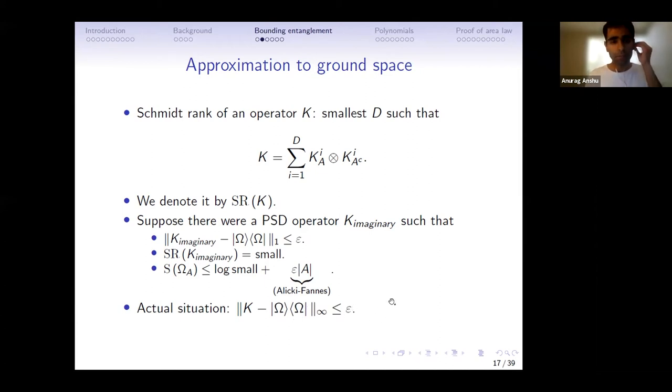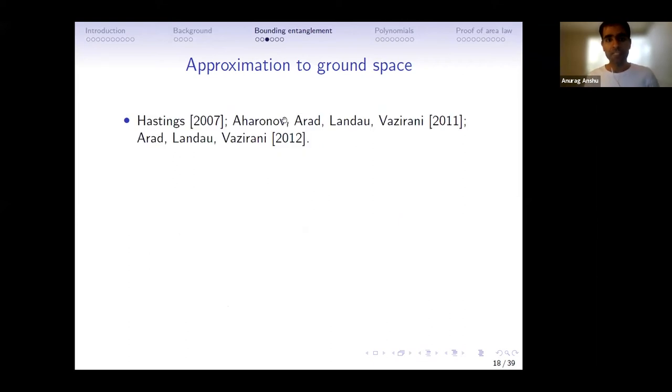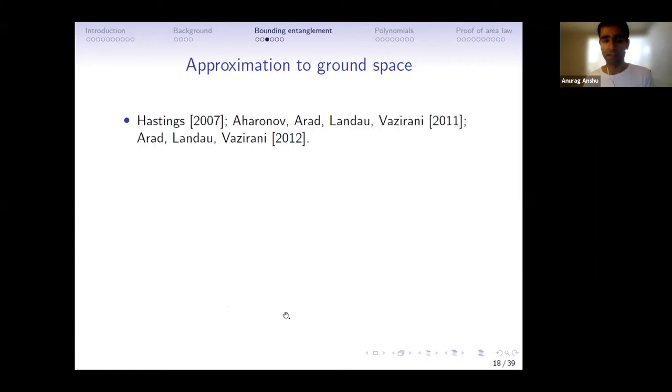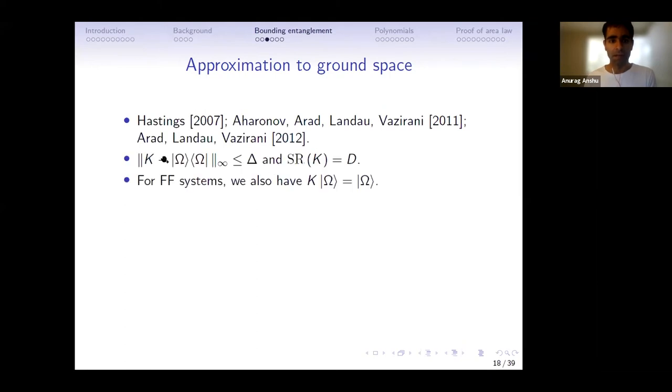So these works initiated the study of these actual operators in this context. The two key quantities that they considered were the following. The first is how close the operator K is to the ground state, which I showed as epsilon in the previous slide, but I'm going to rename it as delta, just following the literature. And the Schmidt rank of this operator is D. For frustration-free systems, we also assume that the ground state is a ground state of K, but this will not matter at this point too much.